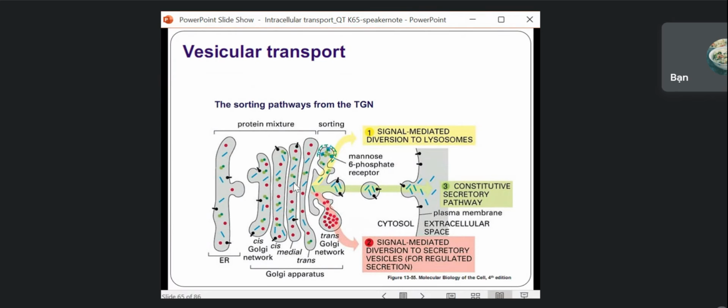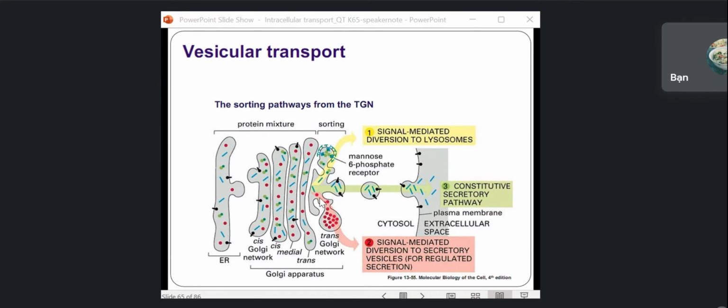So the transport of the molecule from the trans face of the Golgi network will be sorted, and the protein or other molecule, when they stay at the trans face of the Golgi network, can either belong to the signal mediated diversion to lysosome, or they belong to the constitutive secretory pathway, or they belong to the signal mediated diversion to secretory vesicle. That means for the regulated secretion.